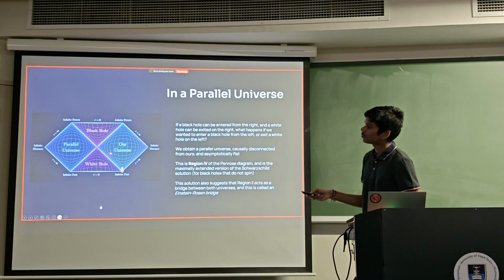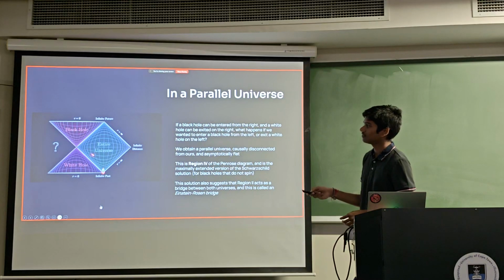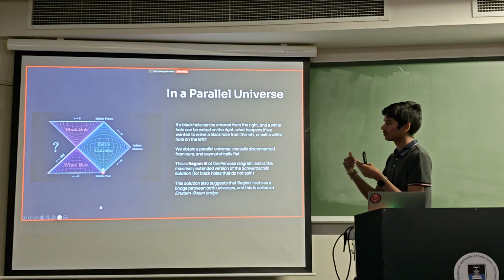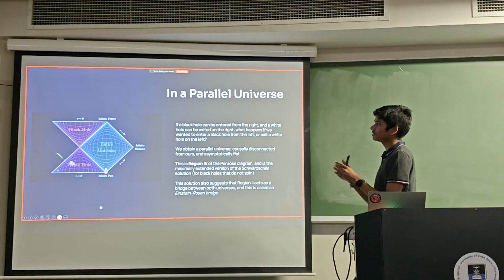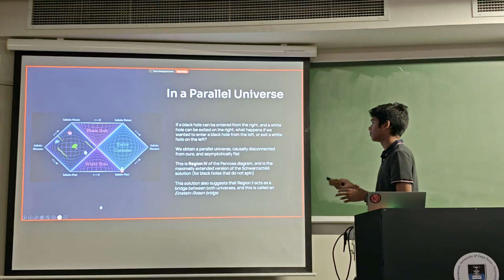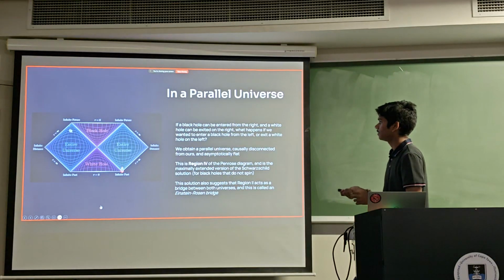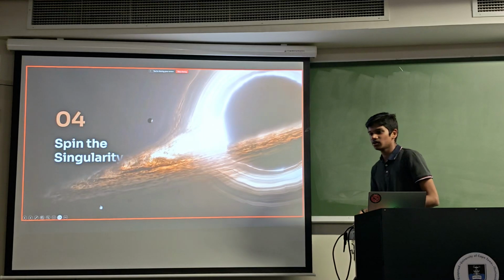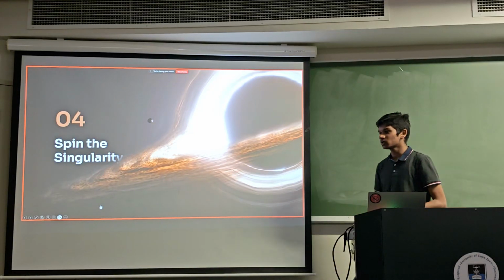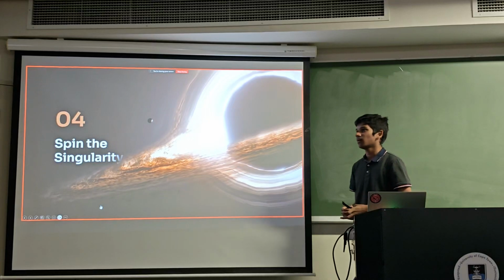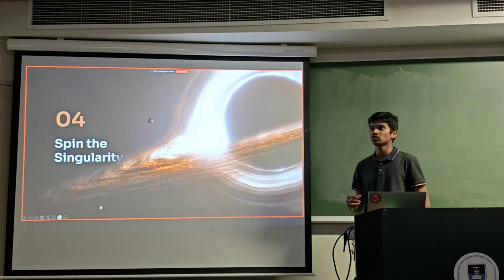Now you'll notice there's a point where these event horizons converge, and our universe sort of touches the parallel universe. This is called the Einstein-Rosen bridge and has some very interesting mathematical properties that I will talk about in just a bit. Okay, so a quick recap on what we did. We talked about the Penrose diagram. We also talked about how black holes are plotted on the Penrose diagram, and we also talked about the possibility of white holes.